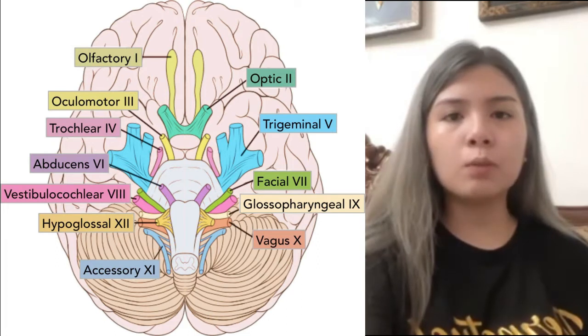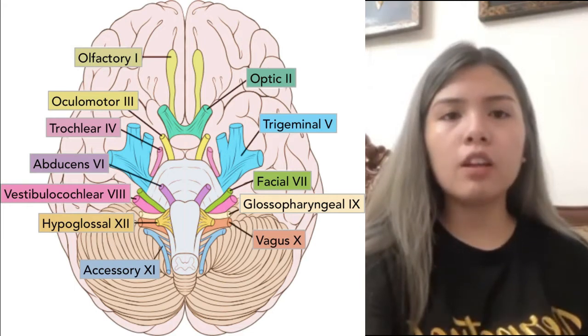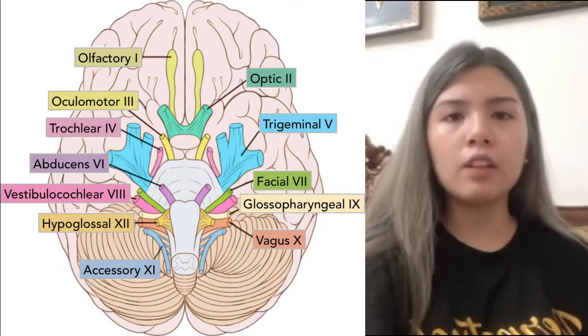Then, the last one, we have cranial nerve number 12, which is the hypoglossal nerve. It is located at the medulla oblongata, anterior to the olive. Then it exits at the hypoglossal canal, and its function is to innervate your tongue muscles.